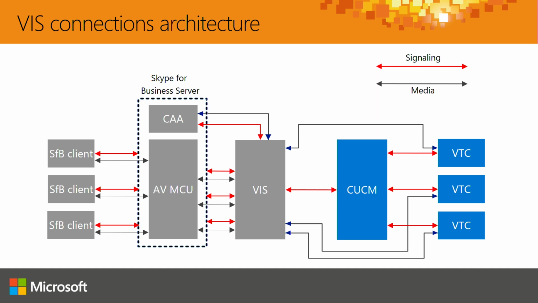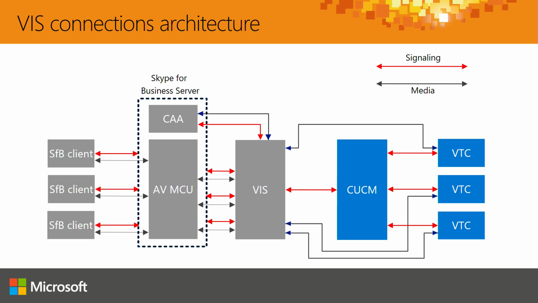We will not support Skype for Business endpoints dialing into VTC. But VTCs can dial into the conference. Basically, VIS will switch them to the conferencing auto-attendant. The auto-attendant will ask which conference they want to join. They punch in the number, and then they will be switched to the AV MCU.